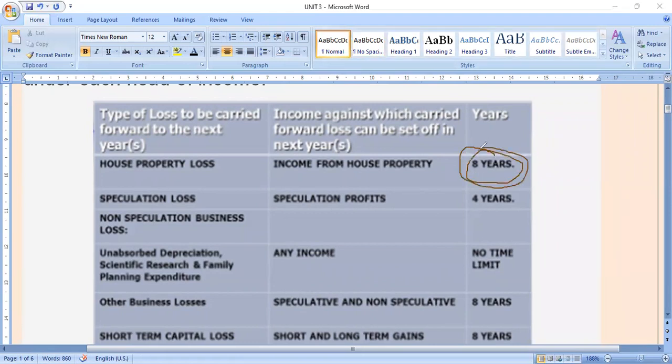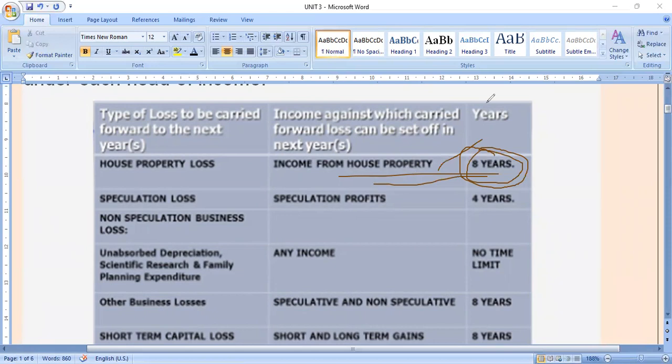Up to 8 years, from the profit of income from house property, you can write off this 10,000 rupees. If you are unable to write off this 10,000 loss within 8 years, then in the 9th year you cannot deduct this 10,000 rupees loss from that year's income from house property.